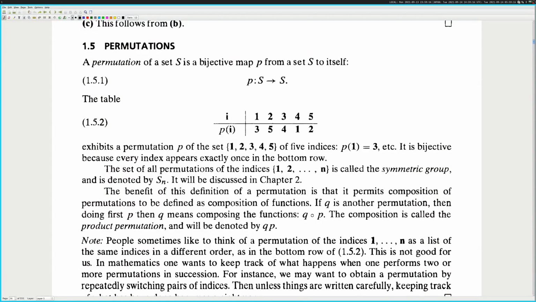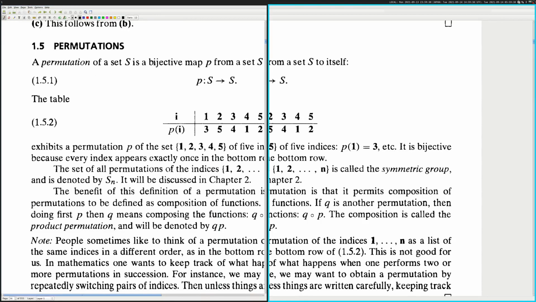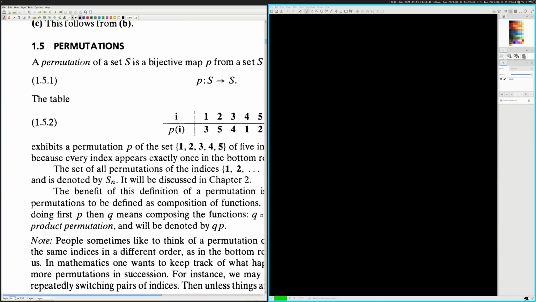Alright, so we're reading section 1.5. This is about permutations. So this is sort of our first introduction to group theory. A permutation of a set S is a bijective map from the set S to itself. So I should explain what bijective means for those who aren't familiar with the function terminology.